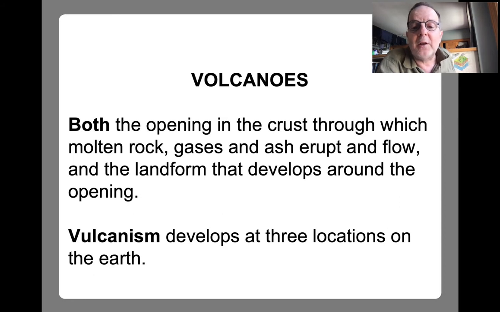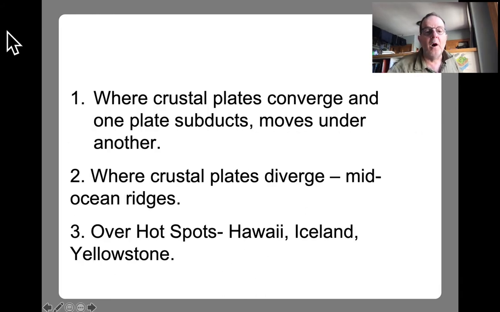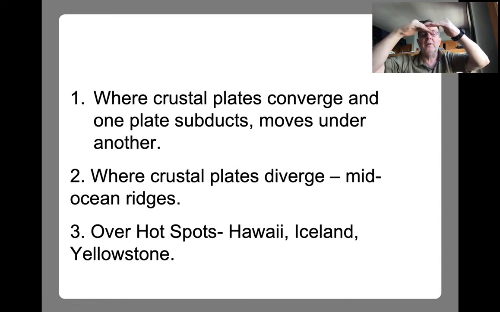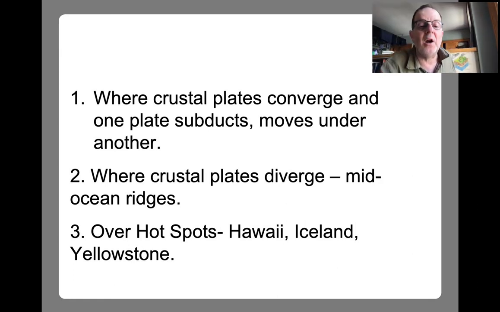Volcanoes are both the opening in the crust through which molten rock, gases, and ash erupt and flow, and the landform that develops around the opening. Volcanism develops at 3 locations on Earth. 1, where crustal plates, tectonic plates, converge, and one plate subducts, moves under another. This is often 2 ocean plates, or a continental and an ocean plate meeting. That's where you can get subduction.